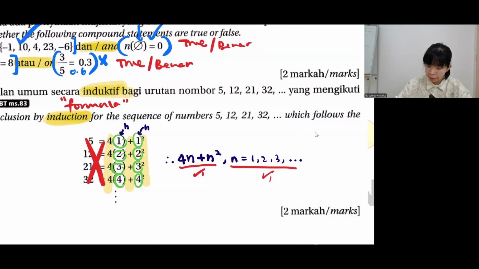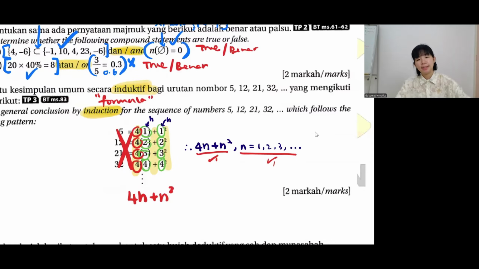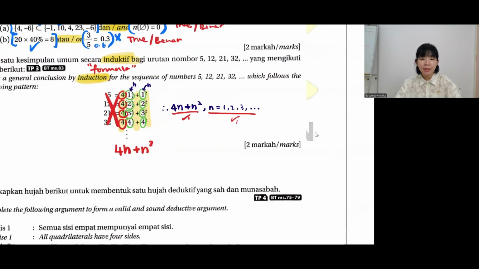Why 4n? Because here we got 4, you see? Every time 4, 4, 4. Is it 4? So the 4 is fixed already. So then this n plus n square. Yes. Okay, so last part already.